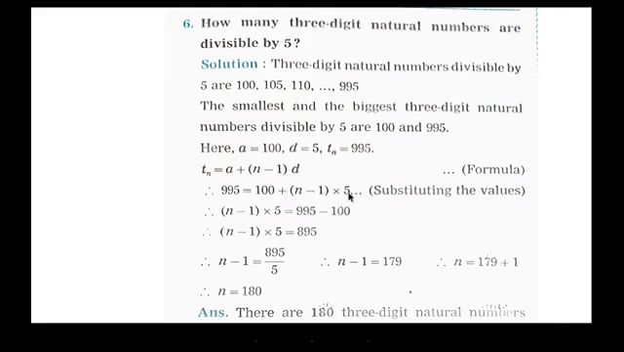So (n minus 1) into 5 is equal to 995, and 100 comes on the other side, becomes minus 100. So (n minus 1) into 5 is equal to 895. Solving, we get n minus 1 is equal to 895 upon 5, that is 179. So n is equal to 179 plus 1, that is 180. So there are 180 3-digit natural numbers which are divisible by 5.